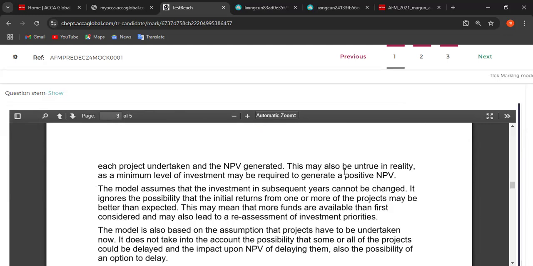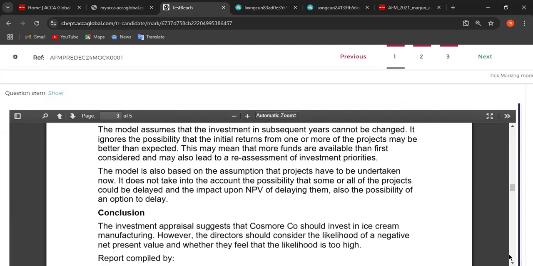This may also be untrue in reality, as a minimum level of investment may be required to generate a positive NPV. This model assumes that investment in subsequent years cannot be changed. It ignores the possibility that the initial returns for one or more of the projects may be better than expected. This may mean that more funds are available than first considered, and also lead to reassessment of investment priorities. So this model is also based on the assumption that projects have to be undertaken now. It does not take account of the possibility that some or all of the projects could be delayed and the impact upon NPV of delaying them.